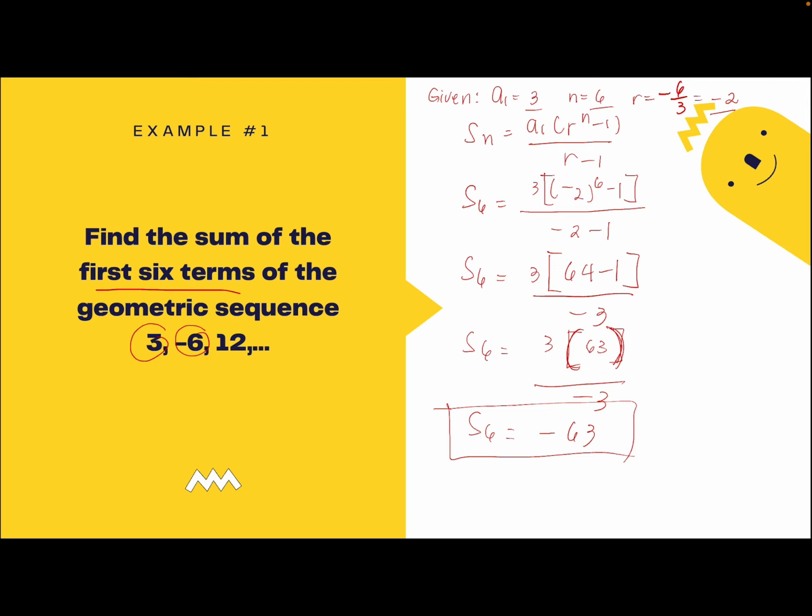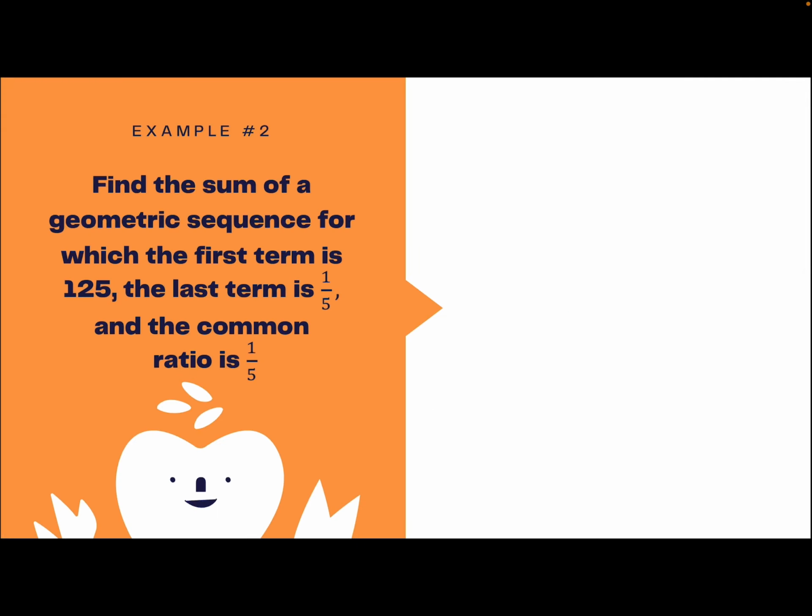Now let's proceed to our second example. We're going to find the sum of a geometric sequence for which the first term is 125. The given first term is 125, and the last term is 1/5, so a sub n is 1/5. The common ratio is also given, which is 1/5 also.